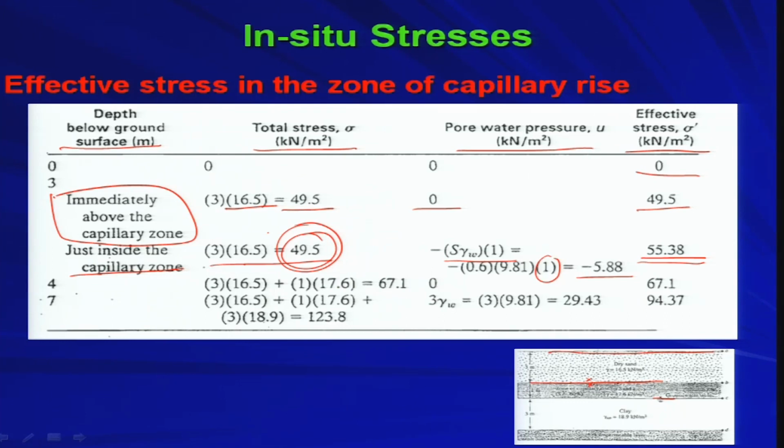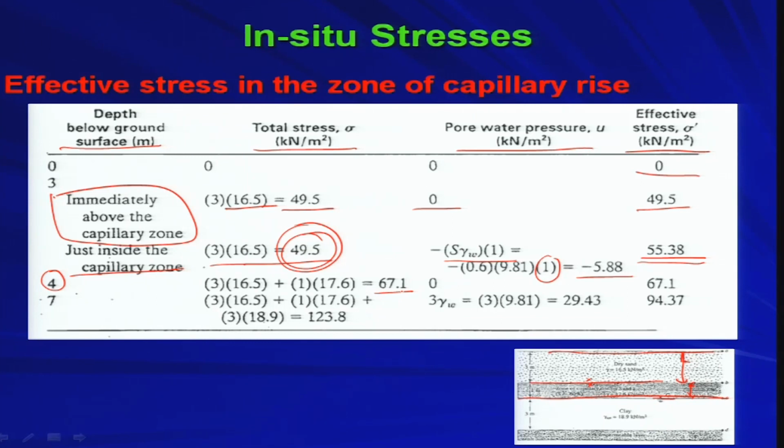So, now coming to the depth below the ground surface when the depth is 4 meter. When the depth is 4 meter, that means you are along this line, that means along the groundwater surface. At that time your total stress is 3 into 16.5, that is coming from this zone, plus 1 into 17.6, that is coming from this zone. 17.6 is the unit weight of the moist sand in the capillary zone. So, that gives me 67.1, that is the total stress.